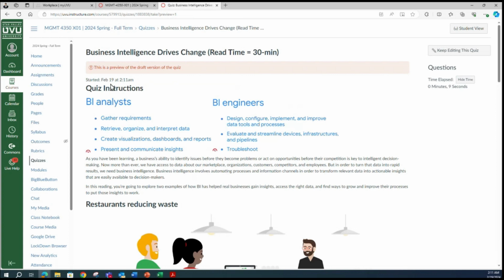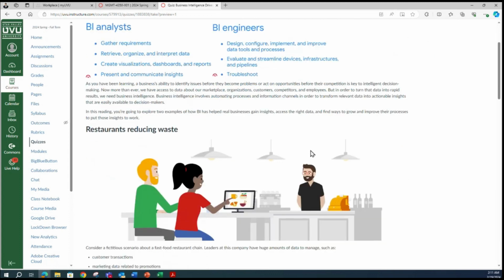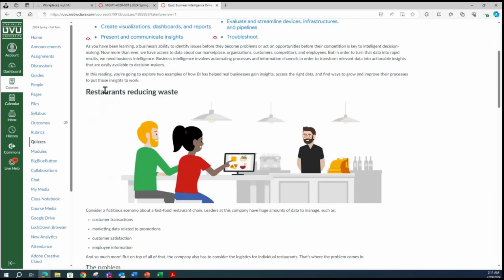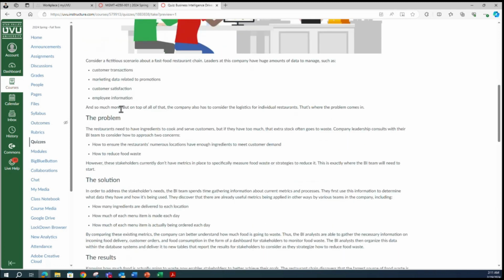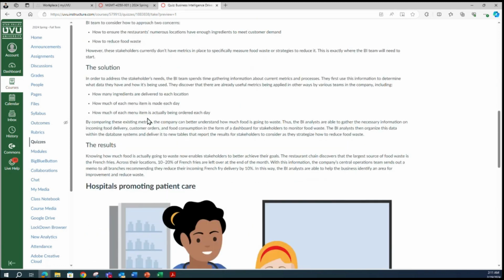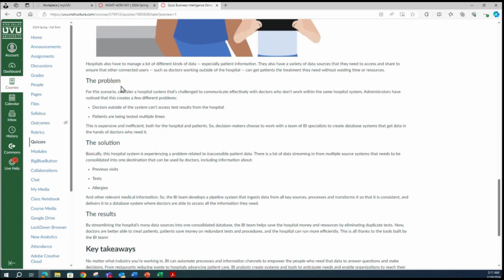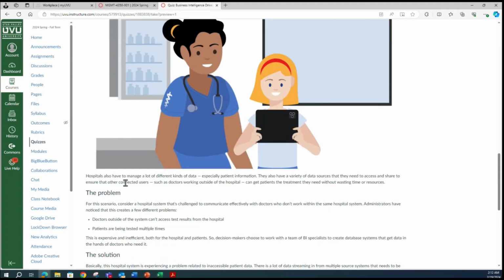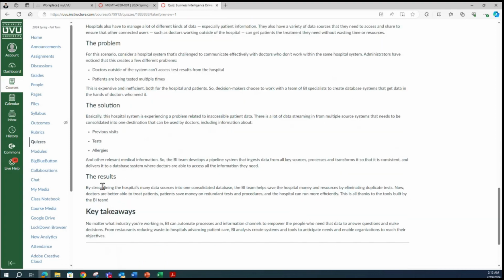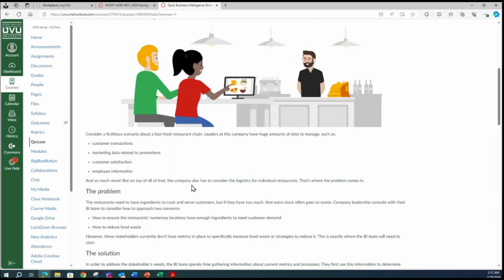Within this module, I'll be starting with some basics: what are the key differences between a BI analyst and a BI engineer. Then two different basic scenarios are given, starting with a restaurant example. What was the problem? What was the solution? How did they approach it? And what was the result? Then there is a second scenario of a hospital improving patient care. Again, systematically stated, given the background, then the problem statement, then the solution, then the results and key takeaways.